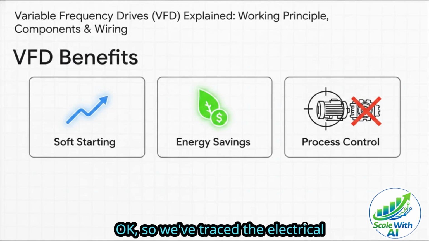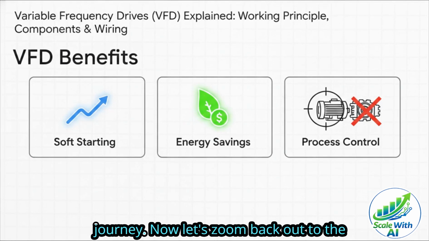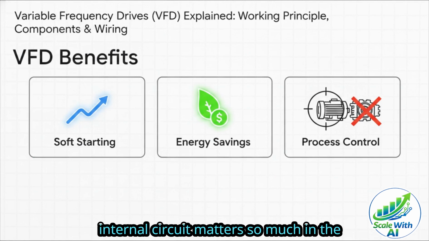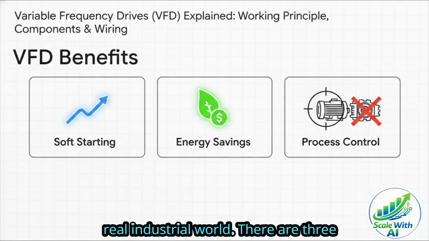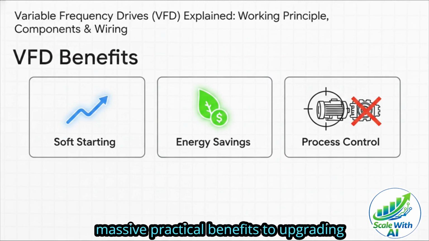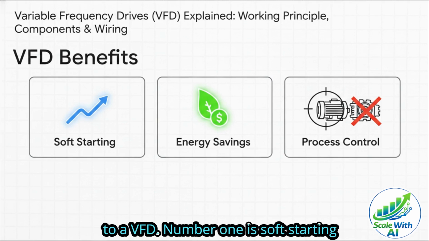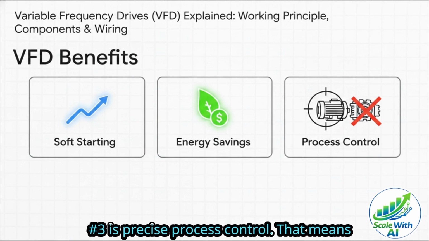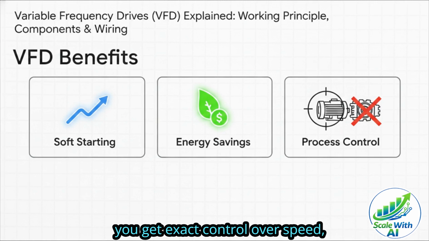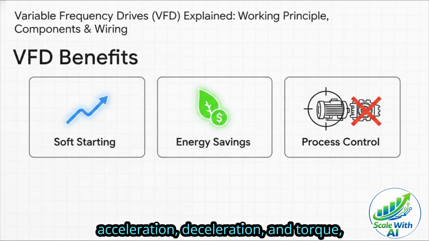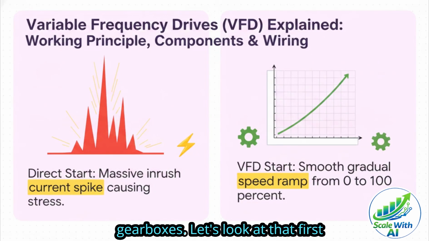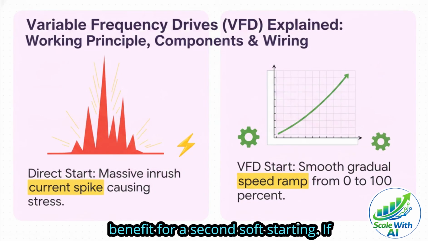Okay, so we've traced the electrical journey. Now let's zoom back out to the macro level and see why this complex internal circuit matters so much in the real industrial world. There are 3 massive practical benefits to upgrading to a VFD. Number 1 is soft starting. Number 2 is massive energy savings. And number 3 is precise process control. That means you get exact control over speed, acceleration, deceleration, and torque, which basically completely eliminates the need for complex, clunky mechanical gearboxes. Let's look at that first benefit for a second, soft starting.